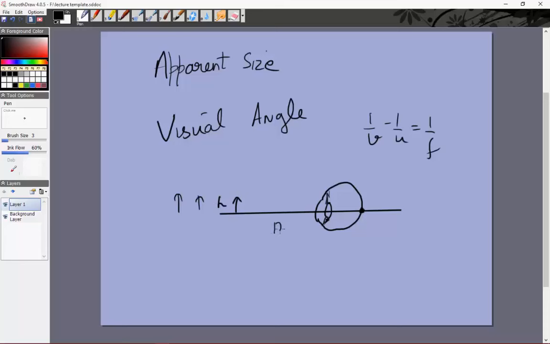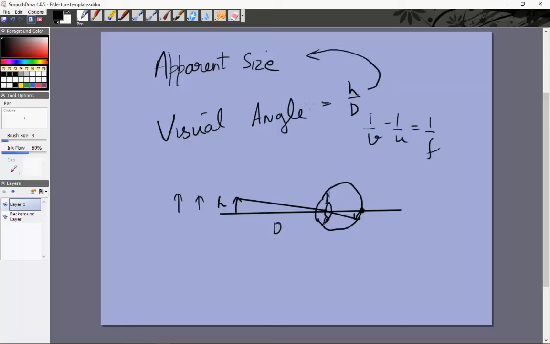Right, a ray might go like this, and it might end up making an image like this. Right, other rays parallel and going through the focus and so on. We won't draw the ray diagrams right now. Okay, so the visual angle is h by d, and this determines the apparent size. So the greater the visual angle for an object, the greater its apparent size will be to the eye.